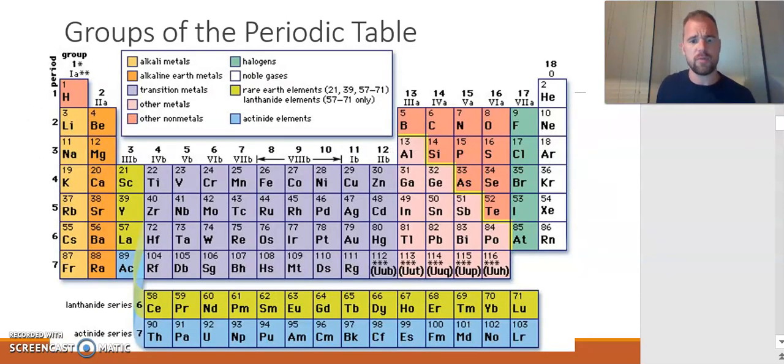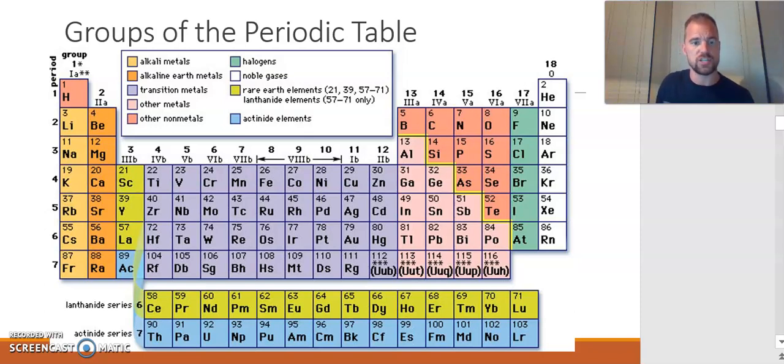Alright, on this slide right here, I show the groups of the periodic table. I'm hoping you're familiar with the groups of the periodic table from a previous chemistry course, but I do want to make sure I mention that you are required to know the groups of the periodic table, and that they're color coordinated based on this key right up here.